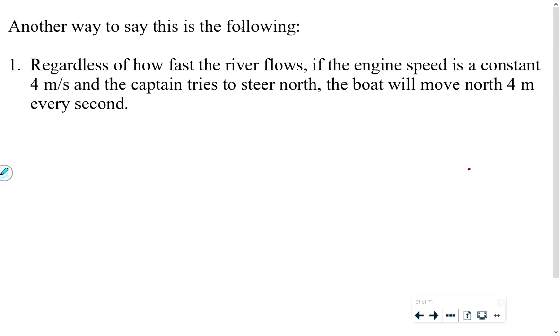I just want to make sure you know, when I say it will move at 4 meters per second north, I'm talking not about the fact that the boat will travel north, I'm talking about the distance increasing by 4 meters per second in a north direction. Because we know the boat travels at an angle, right? Okay.